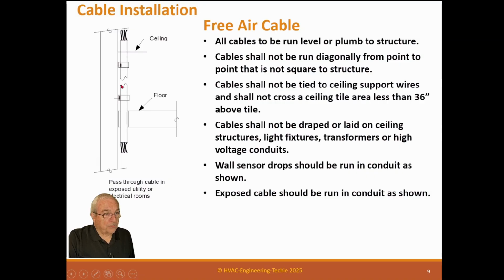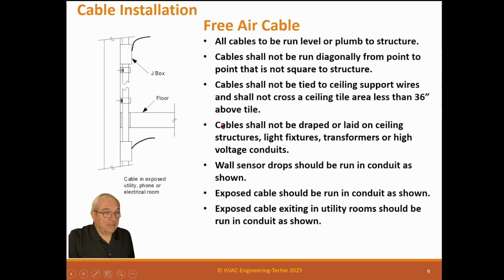So what you'll do is run a conduit so all your cables are in conduit in the exposed room, but free air on either side. It's no big deal. Exposed cable exiting in utility room should run as follows. So if you've got a cable that you need to run free air cable out of an area in a mechanical room or in an area that is specified you can do so, then you need a J-box to get out of the conduit. Makes sense.